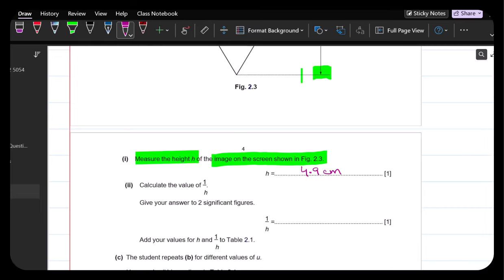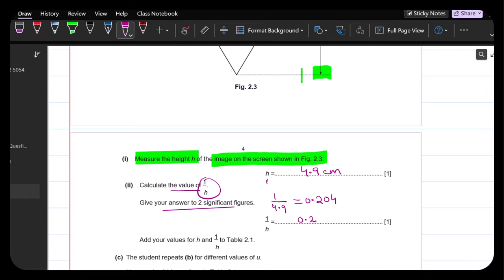Now part 2 says calculate the value of 1 over h, meaning we have to take the reciprocal of this. So 1 divided by 4.9. Give your answer to two significant figures. This is very important. Your answer should be in two significant figures. So 1 divided by 4.9, you are going to have the answer 0.204. I'm going to make it to two significant figures. If I round this value, it will be 0.2.